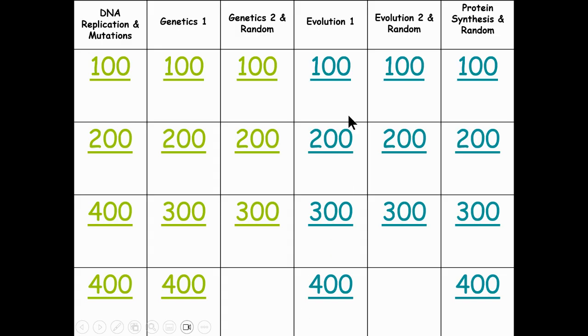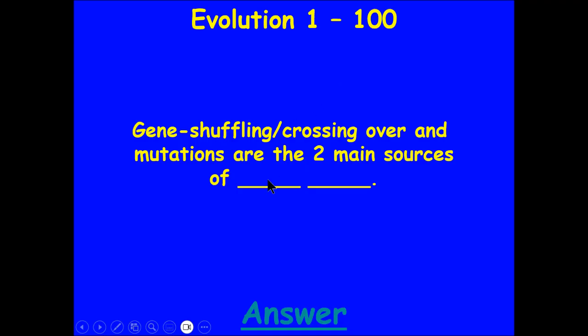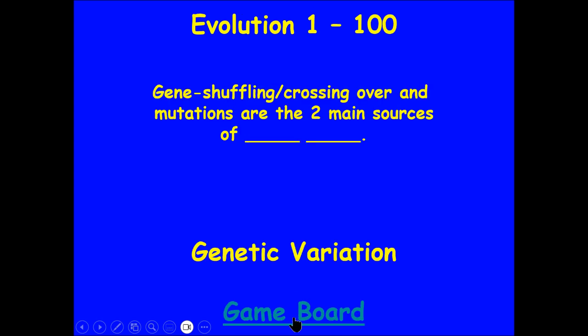All right, on to evolution. Gene shuffling slash crossing over and mutations are the two main sources of blank blank. 5, 4, 3, 2, and 1. They're the main sources of genetic variation.